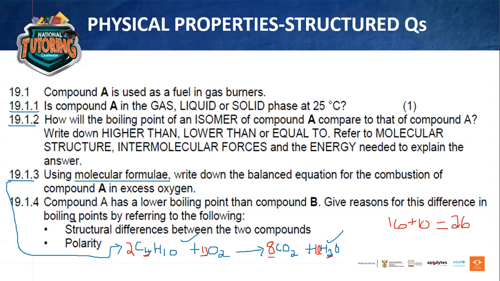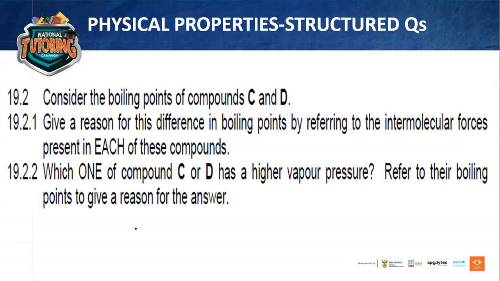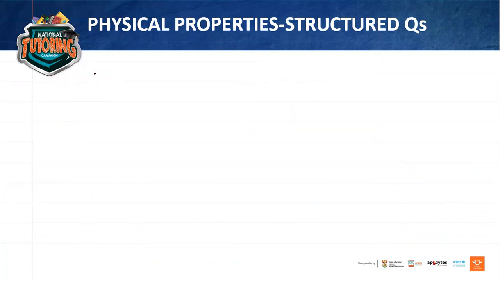Now we've been asked again in 19.1.4. Compound A has a lower boiling point than compound B. Give a reason for this difference in boiling points by referring to the structural differences between the two compounds as well as the polarity. So now I'm dealing with butane as well as propanal. Now, we know that when we are dealing with butane, we are dealing with an alkane. And when we are dealing with propanal, we know that we are dealing with an aldehyde. Are we together?